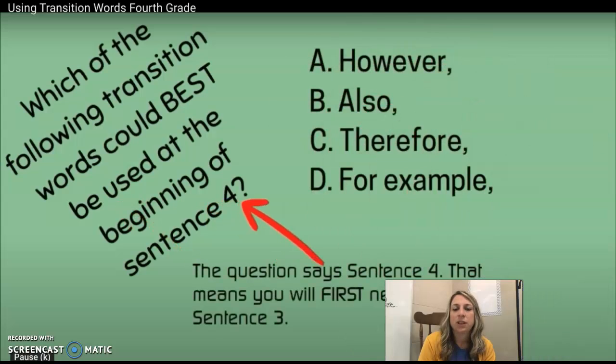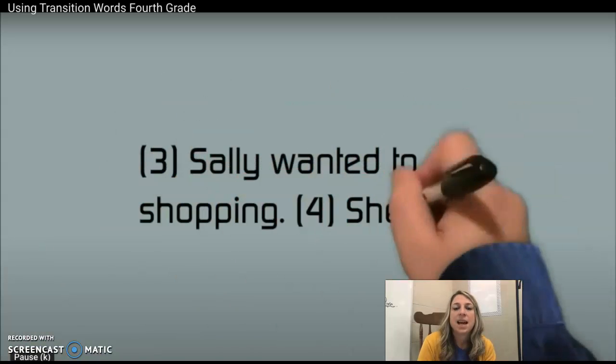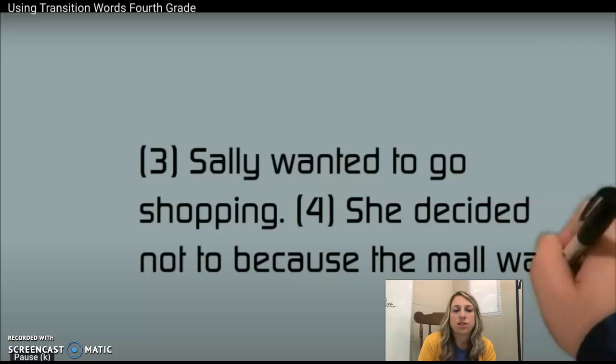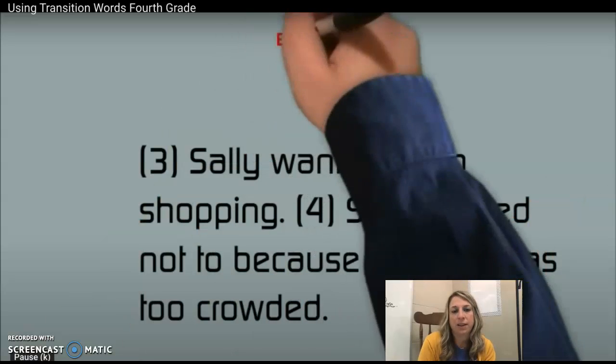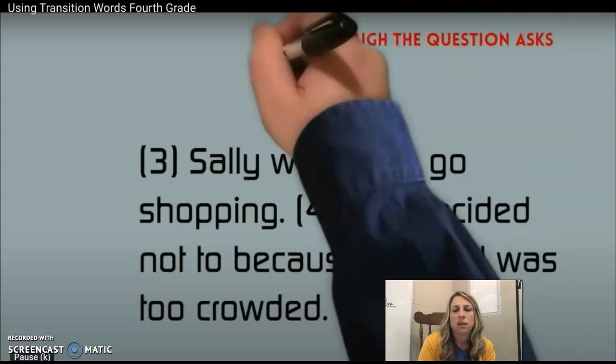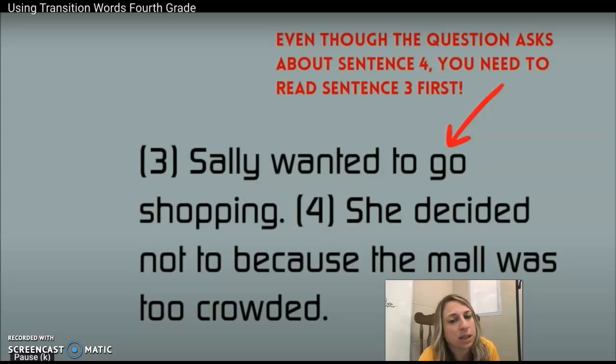So we have however, also, for example. This question says sentence 4. That means you will first need to read sentence 3. Like, I don't know what to insert if I don't know what the sentence is about. Sally wanted to go shopping. She decided not to because the mall was too crowded. Okay, even though it asks about sentence 4, we have to read sentence 3 to understand.